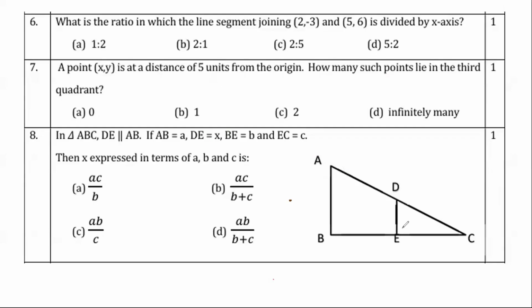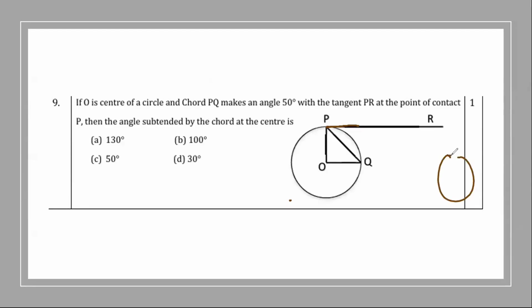Now moving to the next question. It is very, very easy. Just understand it from here. This is a tangent because it touches the circle at a single point from the outside. So it's a tangent. A tangent always makes an angle of 90 degrees with the radius. That is the theorem. This whole is 90. Now what they are saying, chord PQ, this is chord PQ, makes an angle of 50 degrees with the tangent. Meaning this angle is 50. This whole is 90, this is 50. So how much is this one?